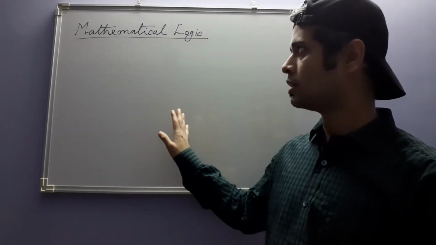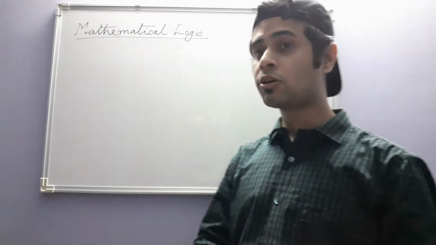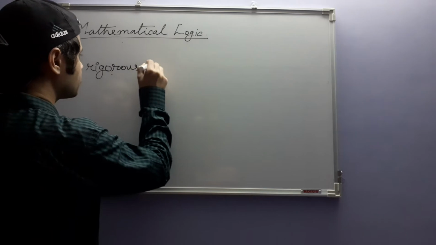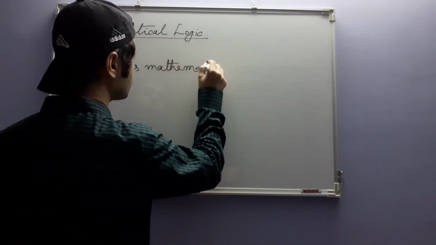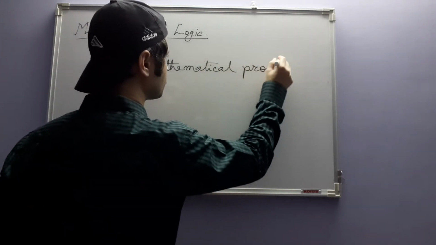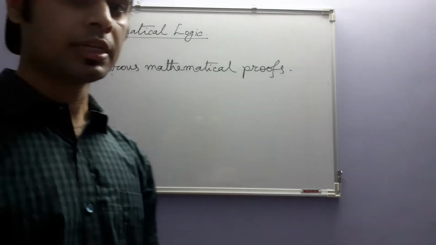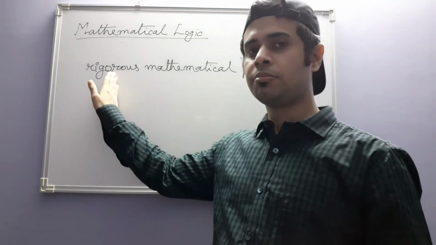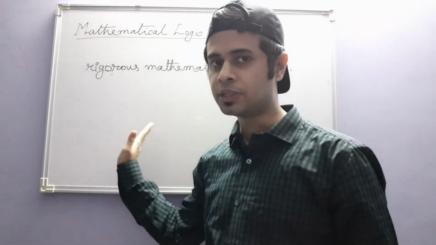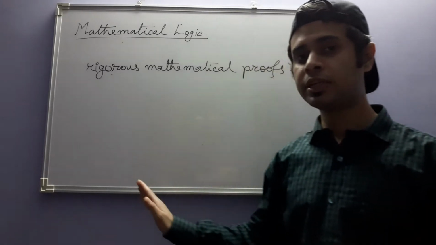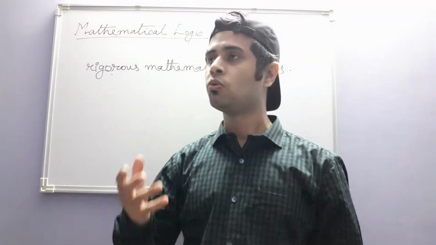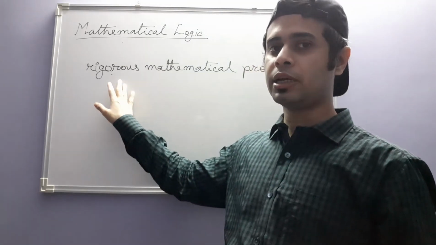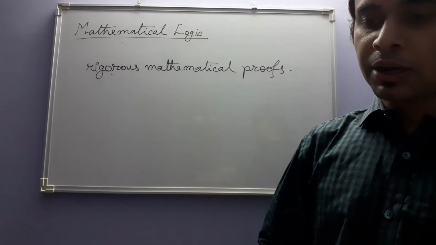Now, mathematical logic is the language that one uses to conduct rigorous mathematical proofs. So it's the language one uses to conduct rigorous mathematical proofs. This rigor is very important because it tells us that whatever we have written down is correct and is objectively correct and is not based on anyone's opinion. Once we have a proof of something mathematical that is rigorous, then everyone has to agree on it.